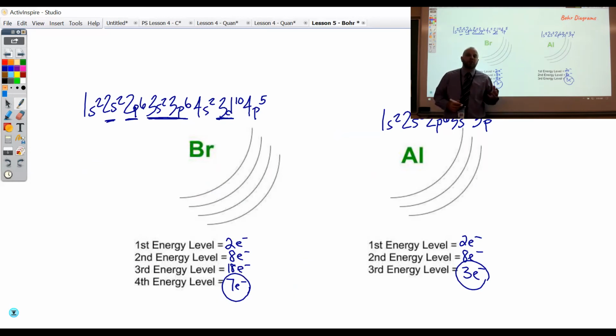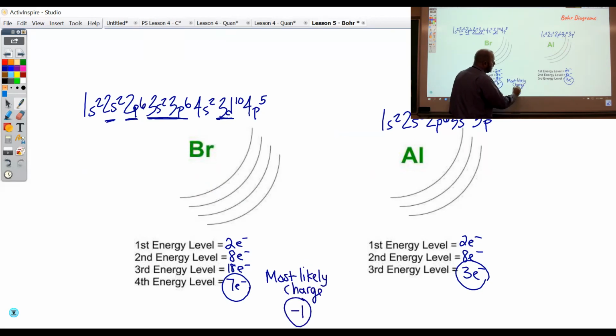Nonmetals gain electrons in order to get closer to that octet, that 8 electron outermost level. So if we look at an example of bromine, which has 7 electrons in its outermost level, bromine is going to gain an electron, so its most likely charge would be a -1, because in order to have 8 electrons in its outermost energy level, it must gain 1 electron.